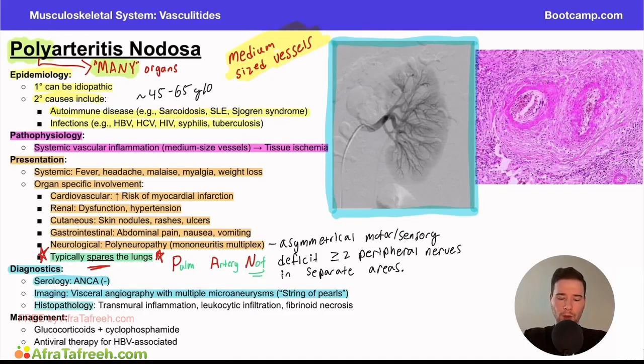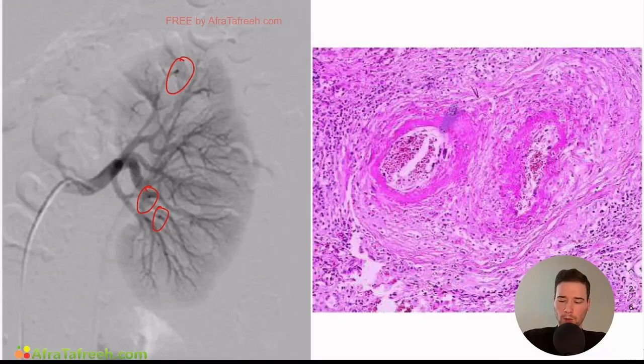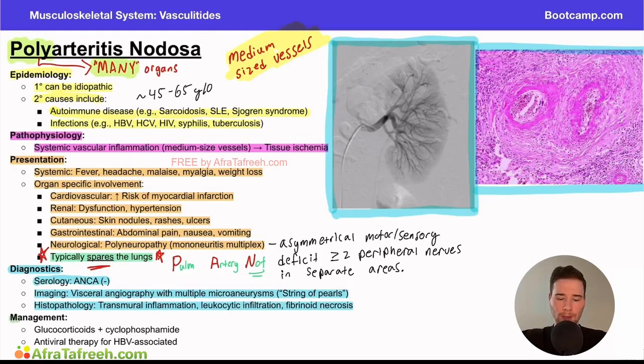Now, they also like you to know a little bit of the histopathology, in that you see transmural inflammation with leukocytic infiltration and fibrinoid necrosis. So again, draw our attention to this image over here, and I want you to appreciate this transmural inflammation that we're seeing around the vessel itself, along with this inner layer, which is the fibrinoid necrosis. Recall that transmural inflammation means it involves all layers of the structure, and fibrinoid necrosis is a type of necrosis in which there's a deposit of fibrin and other proteins that result in a bright pink appearance on H&E staining.